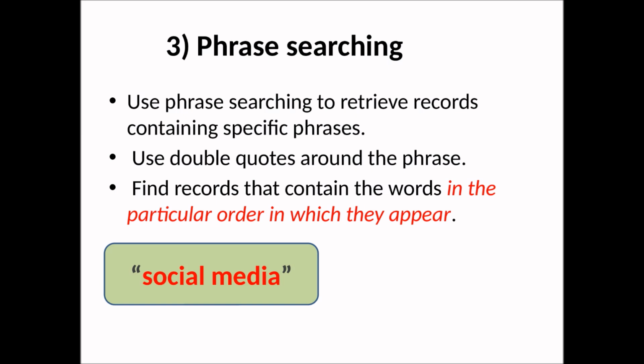Sometimes in searching, there are words that must always go together. Otherwise, if these words are separated, the meaning is lost. For such words, use phrase searching to retrieve records containing specific phrases. When searching, use double quotes around the phrase. When you use this search strategy, it will find records that contain the words in the particular order in which they appear. For example, the words social media could be searched as a phrase, as the two words must come together.